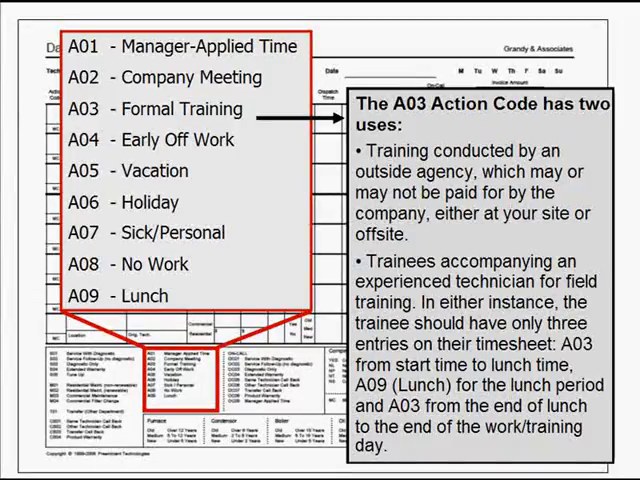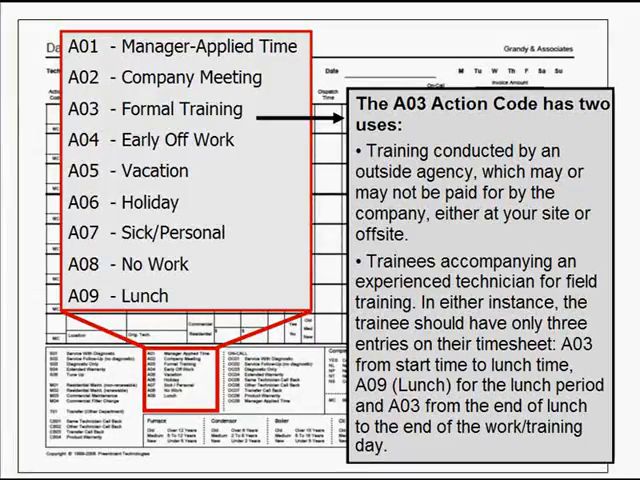The AO4 action code is early off work. That's when you don't have enough work to finish out the day for the technician. Maybe it's 1 o'clock in the afternoon. You're saying, hey Joe, we don't have enough work for the rest of the day. You need to head home. He puts on his timesheet AO4.